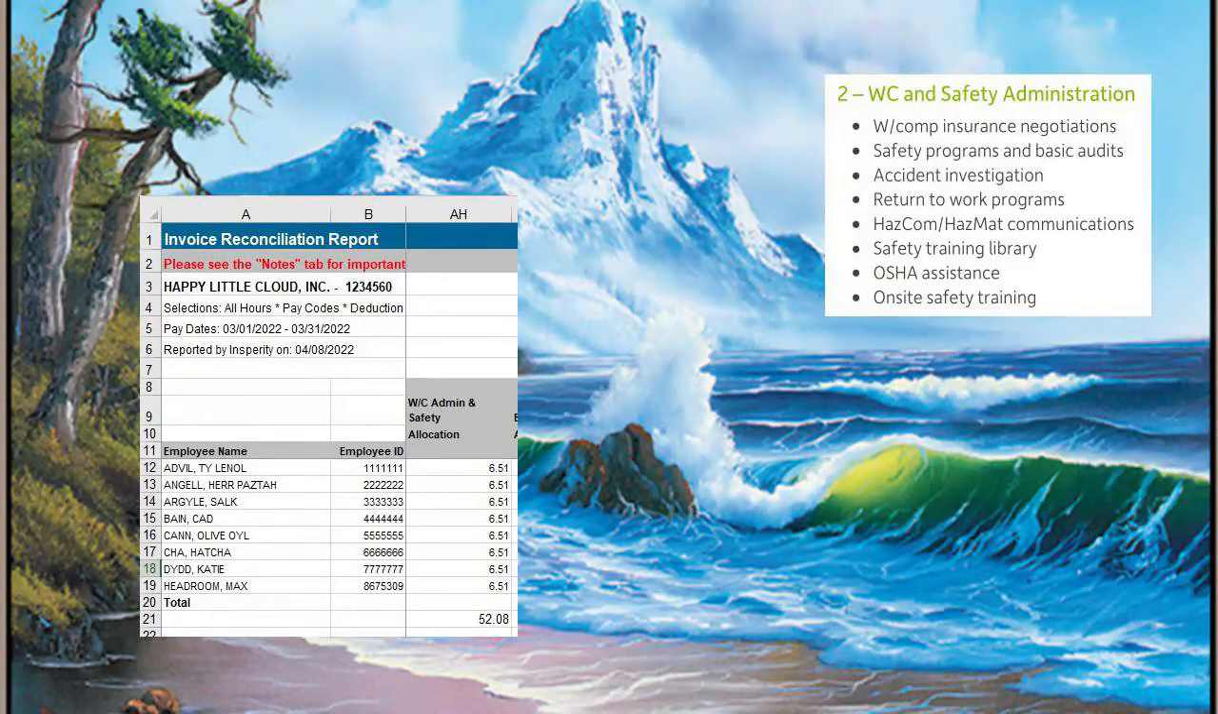His little buddy next door is the workers' comp admin cost and safety allocation. I think everybody should have a friend, even an Excel column. Mr. AH helps Insperity pay for workers' comp insurance, negotiations, safety programs, basic audits, accident investigation, and a whole mess of other fun stuff.